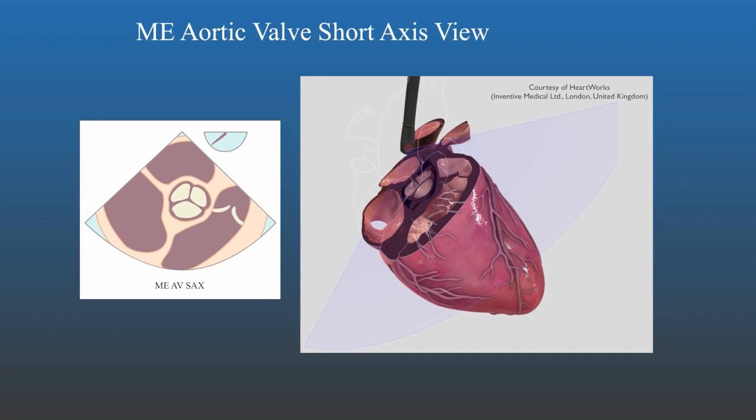This is a useful view to evaluate for aortic insufficiency by placing color flow across the valve. It is also a helpful view to assess aortic stenosis through planimetry, which involves tracing the valve opening at its maximum. More information will be presented in the aortic valve modules.